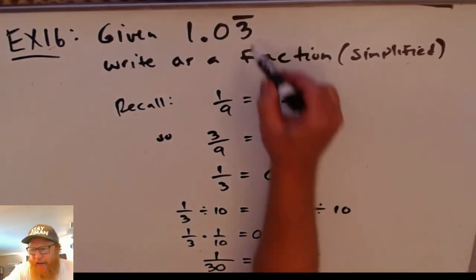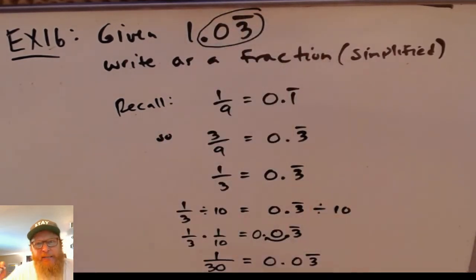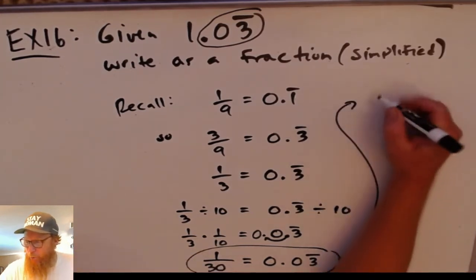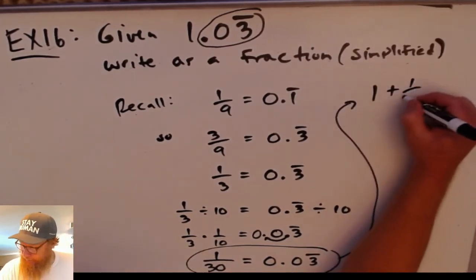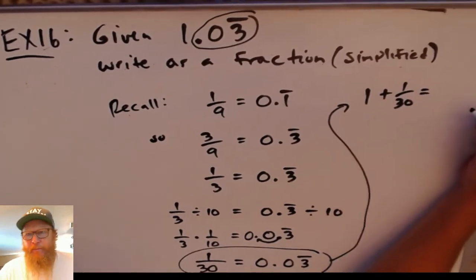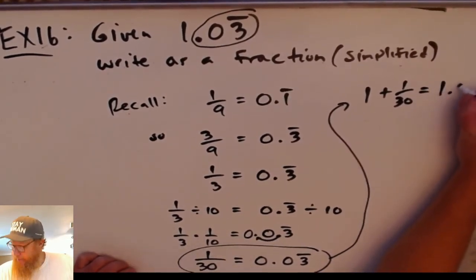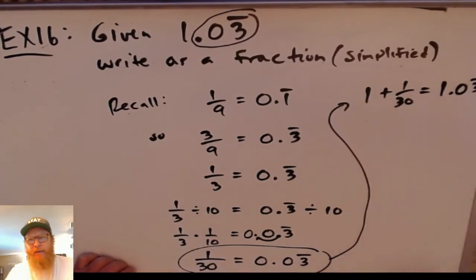And so there you go. You got your repeating 0.03333333333. And then finally, you just need to add 1 to both sides.